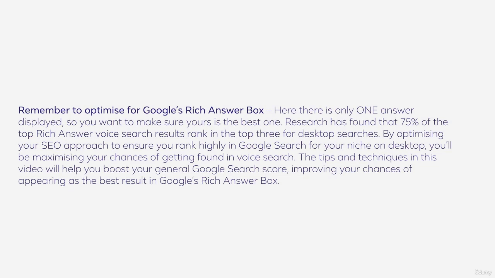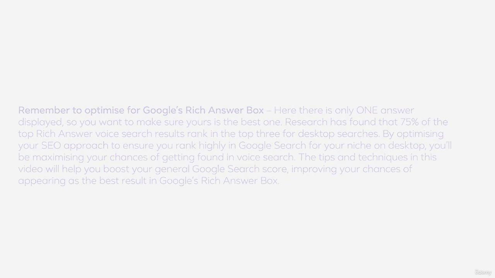Research has found that 75% of the top rich answer voice search results rank in the top 3 for desktop searches. By optimizing your SEO approach to ensure you rank highly in Google search for your niche on desktop, you'll be maximizing your chances of getting found in voice search. The tips and techniques in this video will help you boost your general Google search score, improving your chances of appearing as the best result in Google's rich answer box.